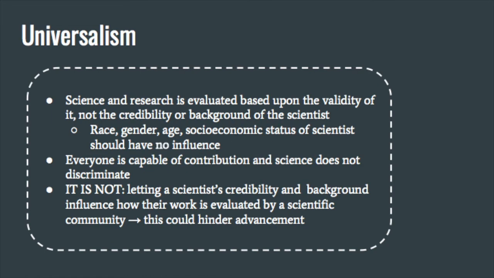The second norm that we'll be discussing is universalism. According to Merton, regardless of someone's age, gender, or race, there should not be any discrimination towards them. The information the scientist presents should be based on the validity of the information, not the credibility and background of the scientist. If scientists discriminate against certain types of people, then advancements of science could be hindered.